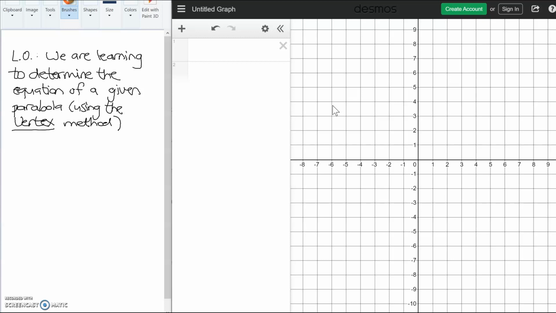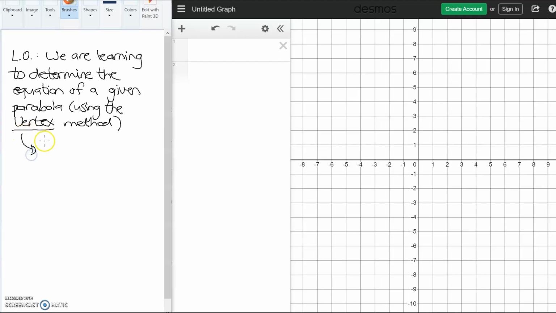So what we're going to do today is we're focusing on parabolas again, and our learning objective is we are learning to determine the equation of a given parabola. Emphasis added on this last part. We are learning to use the vertex method.